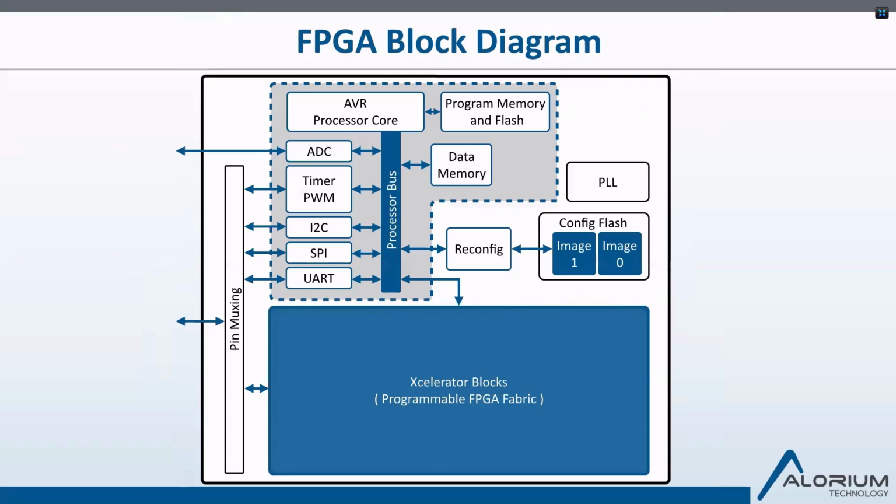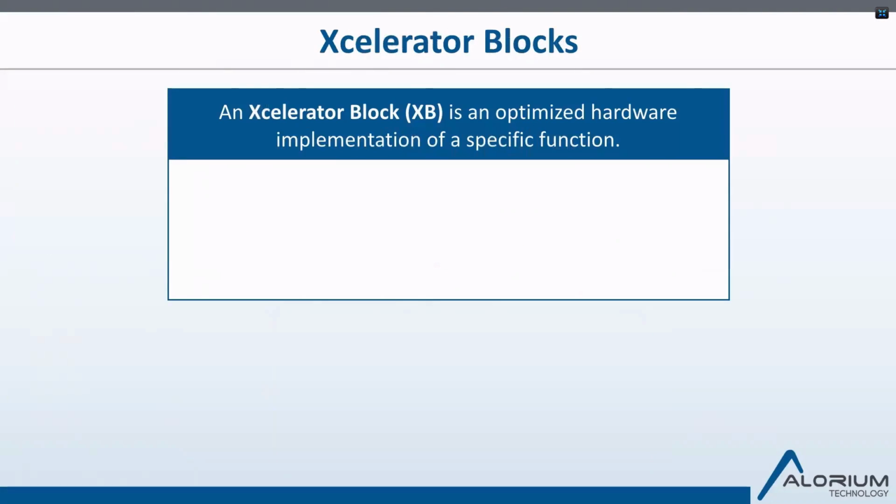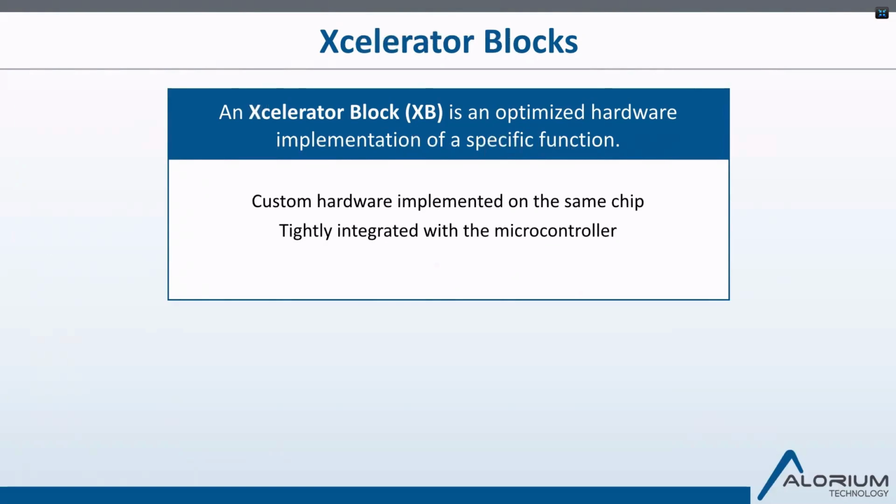Now, we use this term accelerator block, and what we mean by that is essentially an optimized hardware implementation of a specific function. So call it an offload engine, an accelerator block, an acceleration block, or just a custom logic block. But the idea here is that it's custom hardware implemented right on the FPGA, very tightly integrated with the microcontroller. And all the XBs can access the same register space as the microcontroller. So it makes it very easy to use, very easy to integrate with your code.